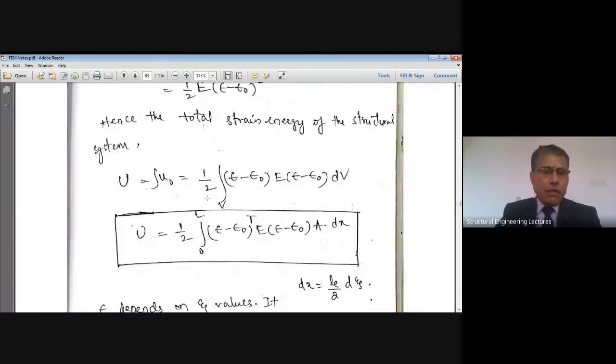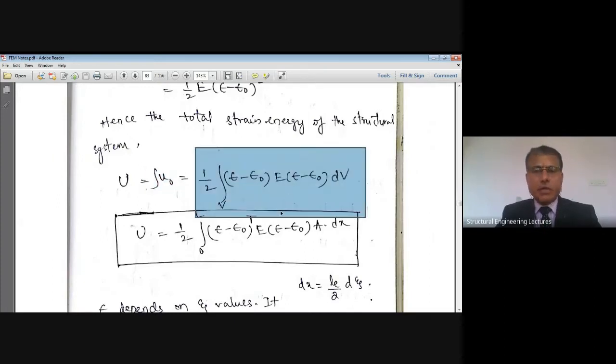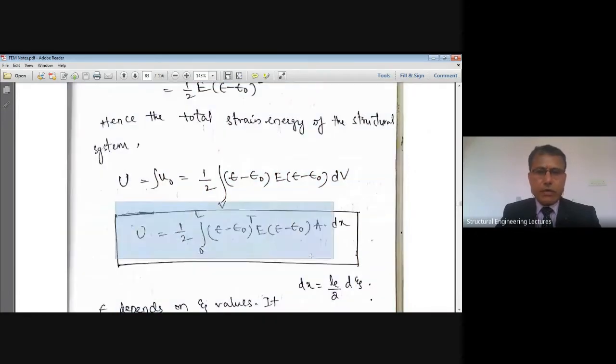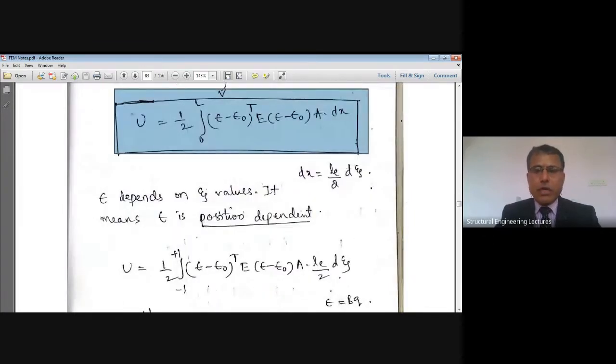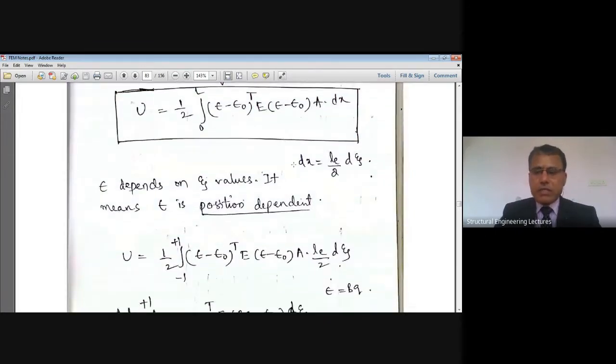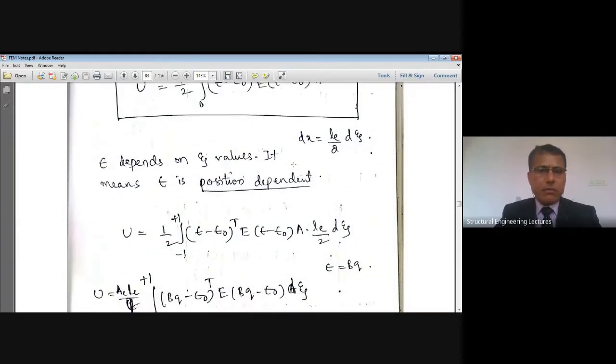Now if I integrate over the entire length, I will get the strain energy of that volume, which is notated by capital U. Half the integral over volume of epsilon minus epsilon naught, E, epsilon minus epsilon naught dV. However, dV is equal to A multiplied by dx, and we also know the relation between the local and global coordinate systems: dx is equal to LE by 2 multiplied by dxi, substituting that in the above equation.